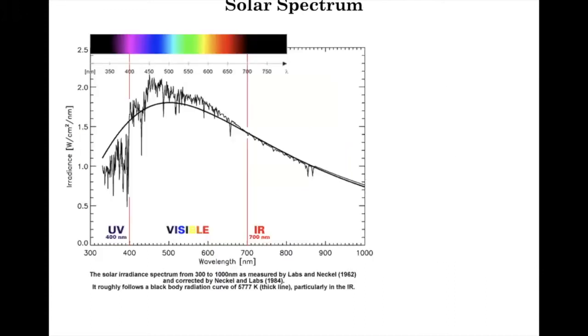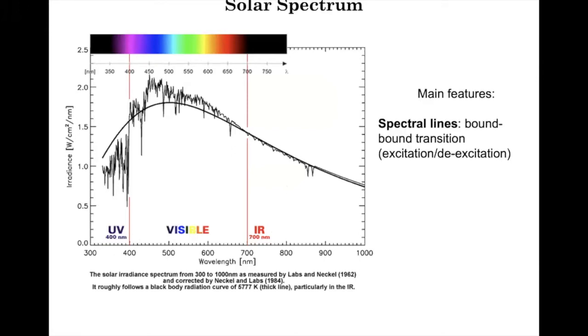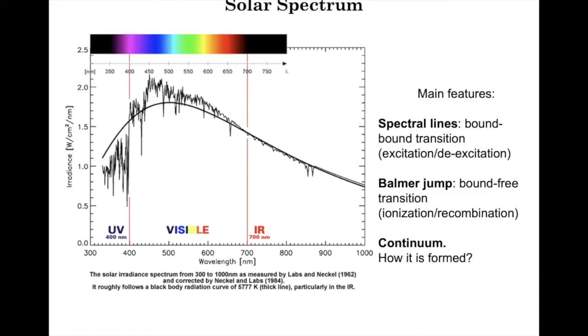So this shows the spectrum of the sun. You have the ultraviolet, visible, and the infrared. The three main features here are spectral lines, which are bound transitions, excitation or de-excitation between levels in the atoms and molecules. The Balmer jump, which is a bound-free transition when you are ionizing the atom hydrogen. And a continuum that is an example of free emission, Bremsstrahlung becoming black body.